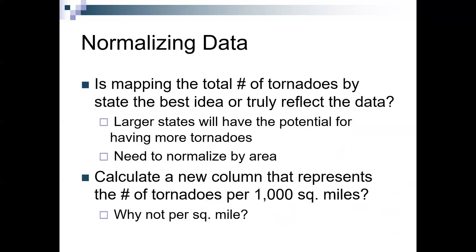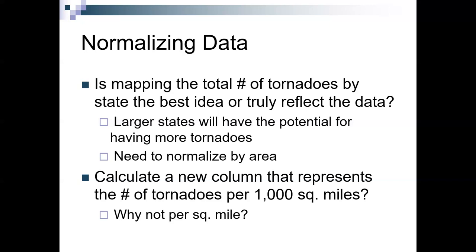Now with normalizing data, is mapping the total number of tornadoes the best idea? And I think we answered the question, no, it probably isn't, because it's just going to be skewed to bigger states as well as other physical factors, meaning the Piedmont and the coastal plains are a lot flatter, so more of a chance of them happening there. But even Wake County is going to have more tornadoes than Durham County because it's 4 times the size.